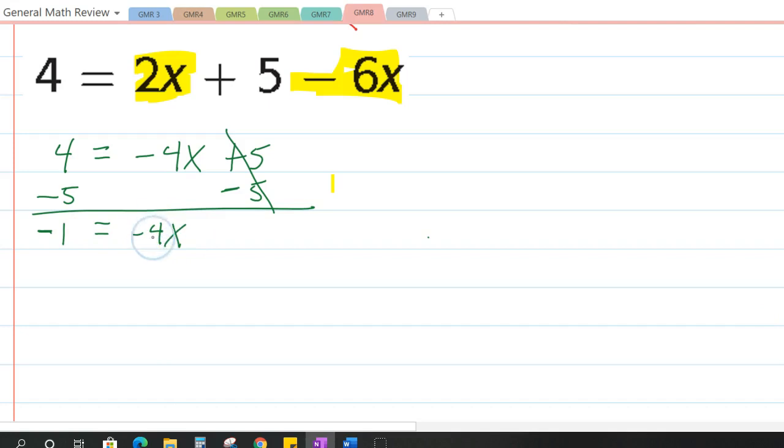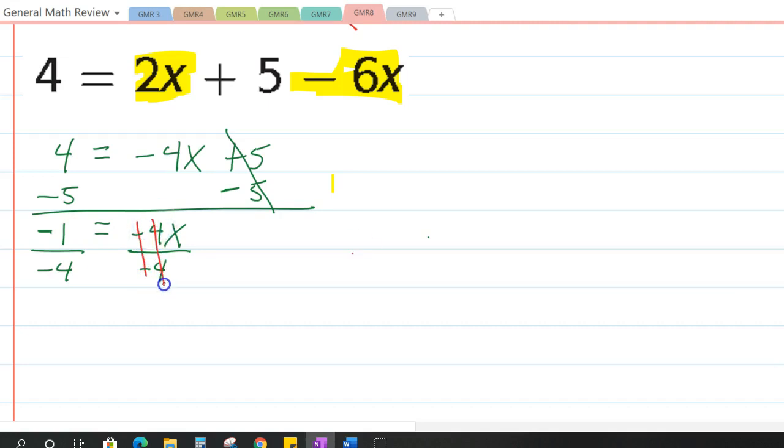Now notice the negative 4 and the x are multiplying. So the opposite of multiplying by negative 4 is to divide by negative 4. Make sure you are dividing by negative. What you do to one side, you do to the other. Now the importance of dividing by negative is this. We need those negatives to cancel out. If you give me an answer with a negative x, you are wrong.